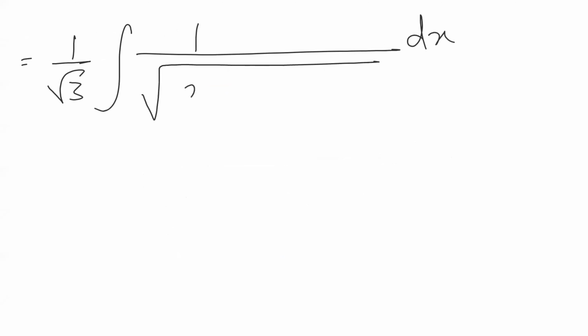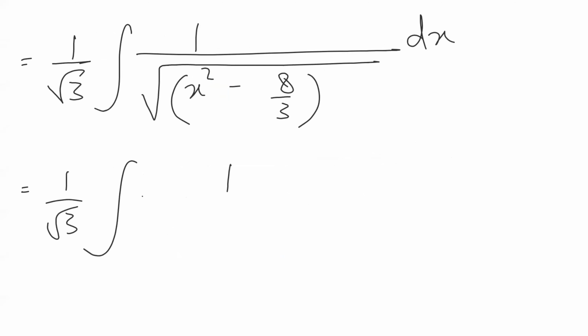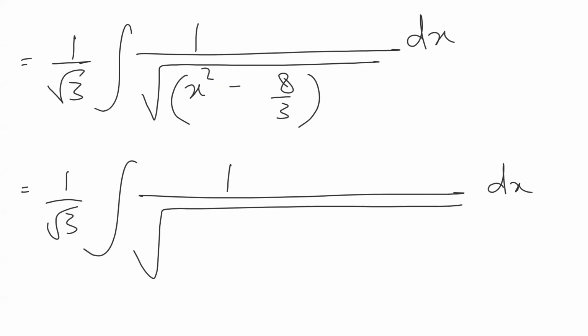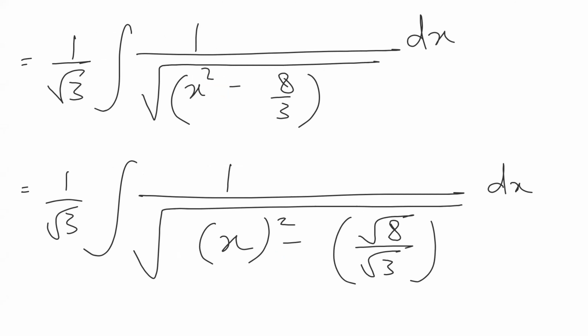So 1 upon root 3, integration of x square minus 8 by 3. 8 by 3 is not a perfect square, so let it be root 8 by root 3. Now this time it is x within the bracket and a within the bracket. And now there is a root. Don't forget to write this root, otherwise you will apply the wrong formula.